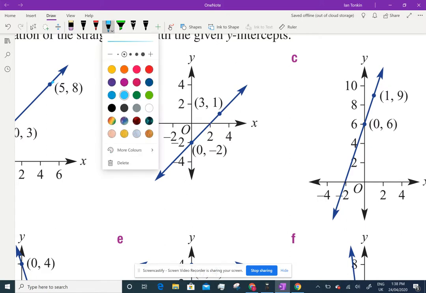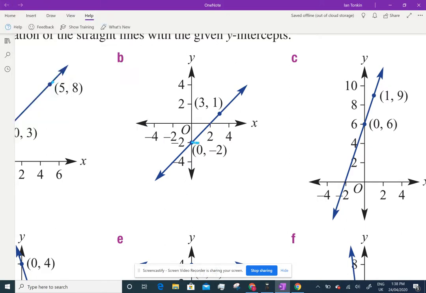Might even do that really quickly for you. The gradient here, it goes across 2 and up 2, so 2 on 2, which will be a gradient of 1. Here, it goes across 3 and up 3, so 3 on 3, oh, that'll be a gradient of 1 as well. Okay.